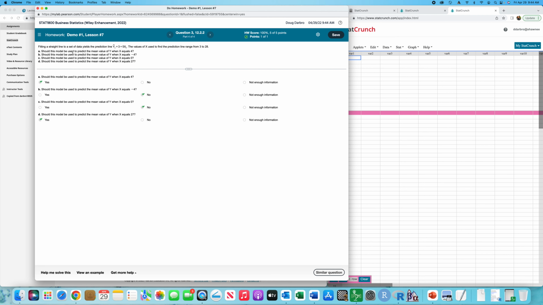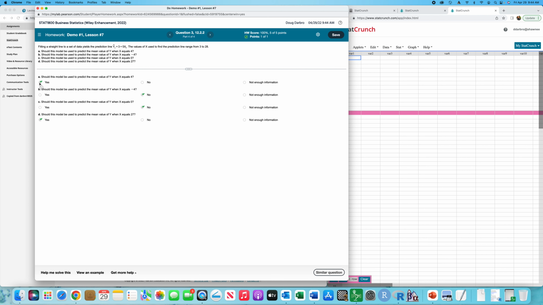So what we have here is a straight line that was fit using y hat equals 3 plus 5x. The values of x that were used to create this model ranged from 3 to 28. So what that tells me is it is inappropriate for me to make a prediction based on anything below 3 or above 28. So should the model be used when x is equal to 4?